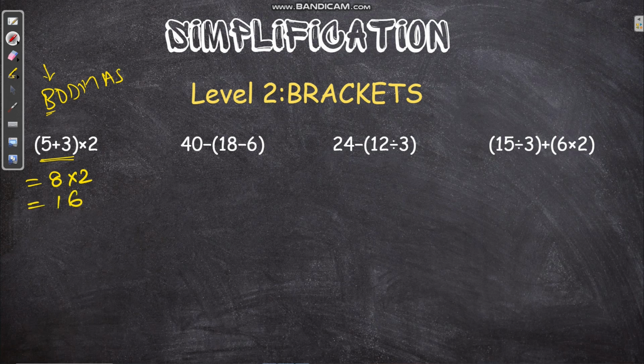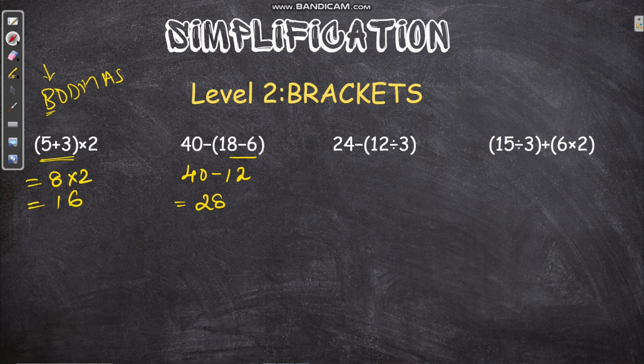Now this is 40 minus the bracket 18 minus 6. So I'll solve this bracket first. Keep everything as it is. Don't do anything to the numbers that are outside the bracket. 18 minus 6 is 12. What is 40 minus 12? 28.